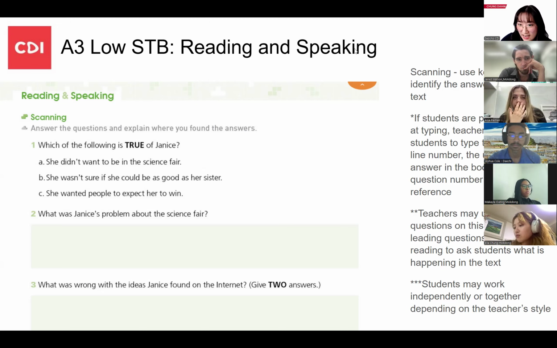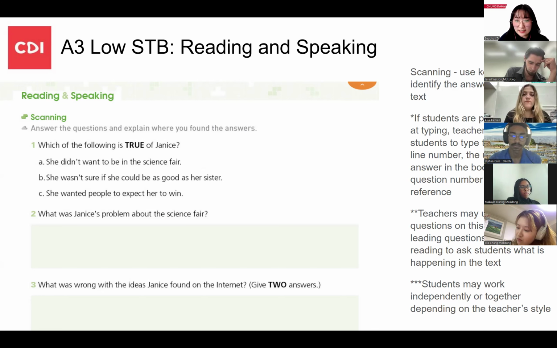Okay, yeah. And like I said, you can use these questions to sort of lead discussion during the reading as well. And on this page, students can work independently or in groups. That's really up to you as well and up to your teaching style.